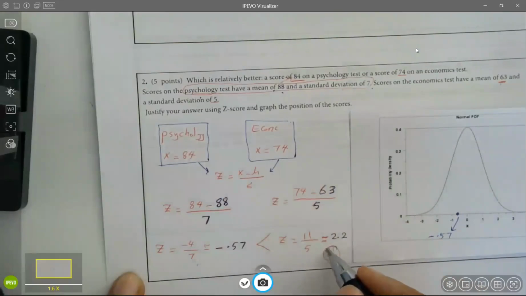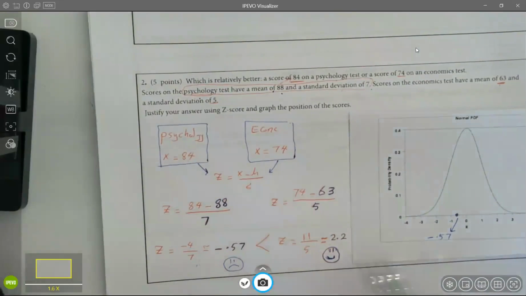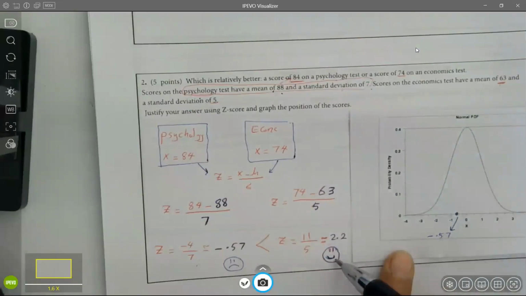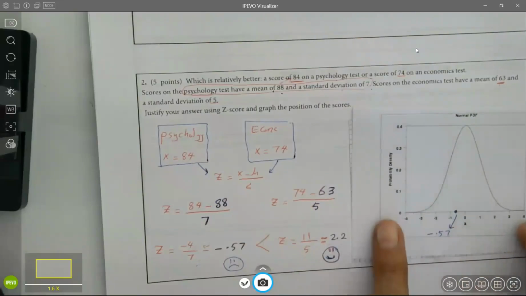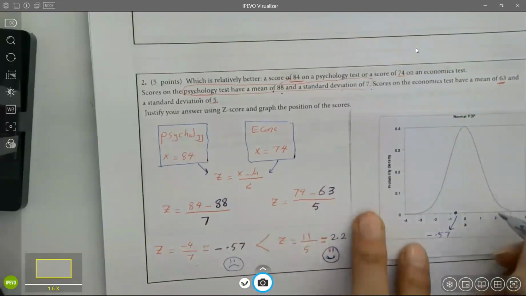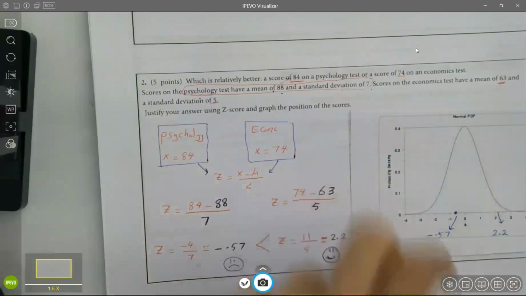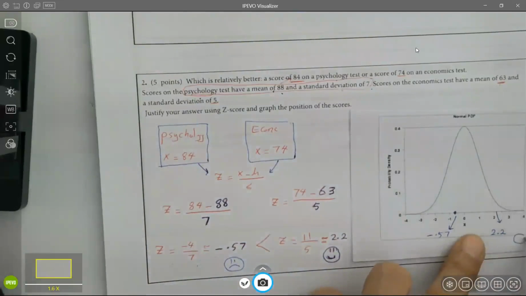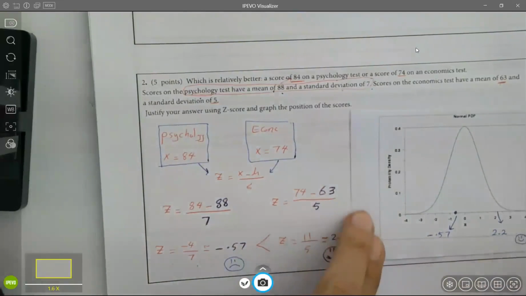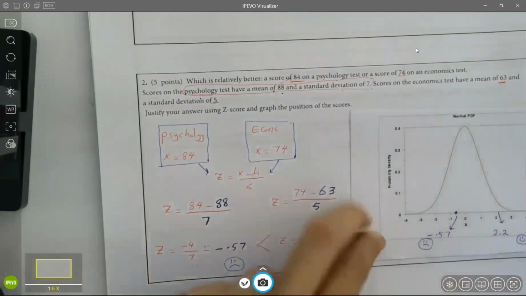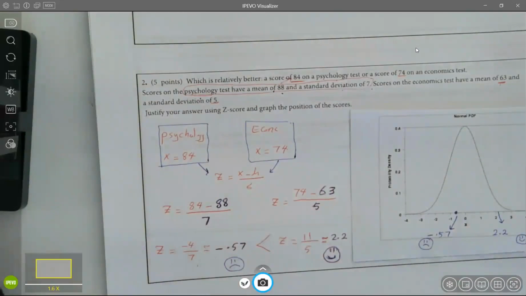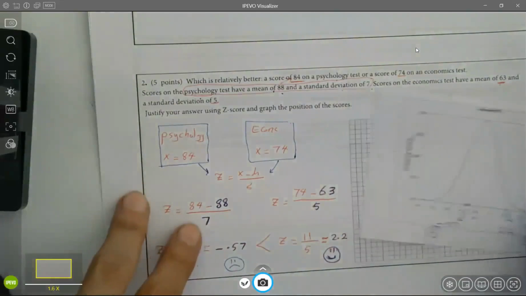As a score, 2.2 is better than any negative z-score. The z-score for psychology is here. The z-score for econs is here, 2.2. So we're happy about econs and we're sad about psychology. Next page.